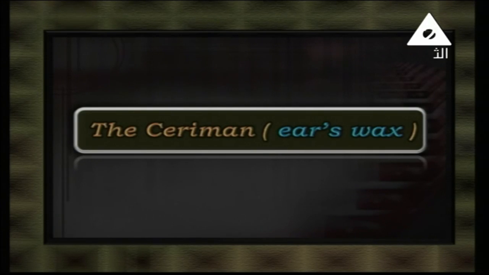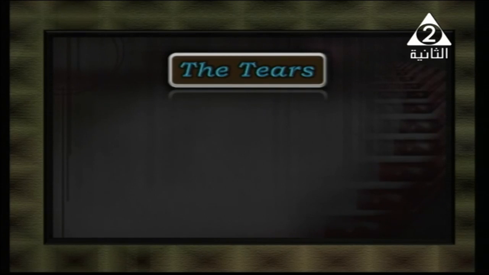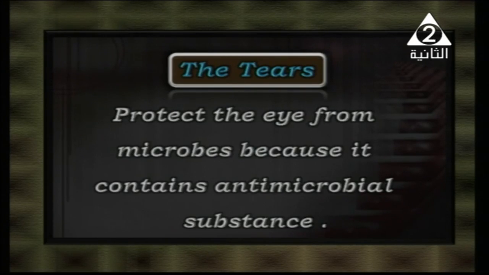After that, we have the ear's wax, the cerumen, inside your ear. These substances secreted by the ears can kill any microbes and also protect the ears. Also, we have the tears. They protect the eye and are secreted from the lacrimal glands of your eyes, and they have the ability to protect the eyes from microbes because they contain antimicrobial substances.